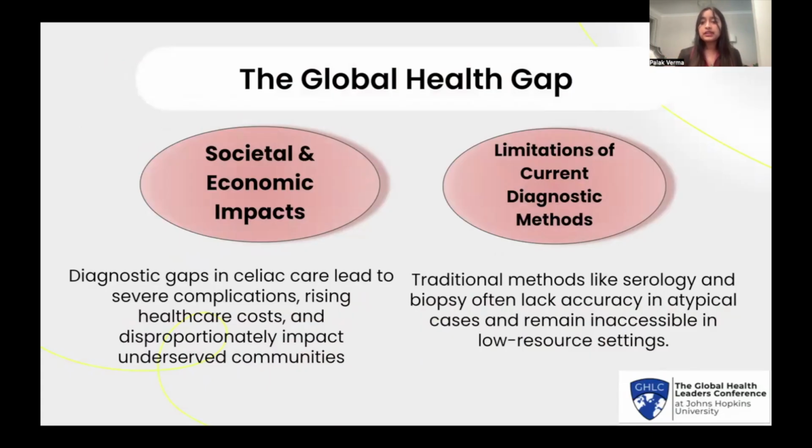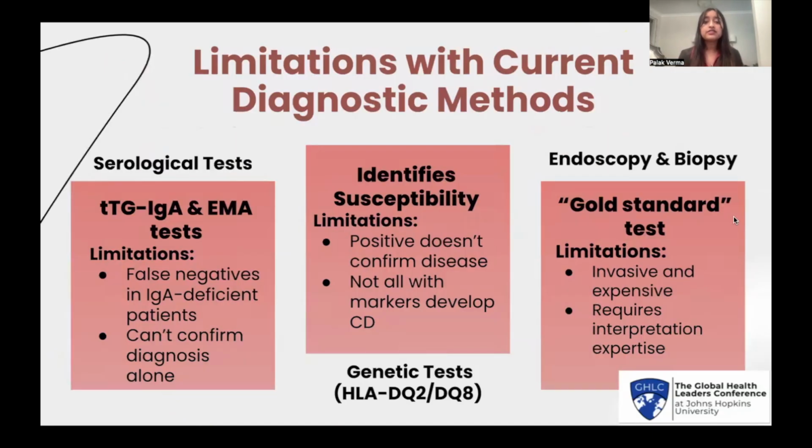And these are just some of the limitations with the current diagnostic methods. Blood tests can give false negatives, and genetic tests can show risk but not presence of the disease, so if people have the gene, it doesn't necessarily declare that they have the disease. And the gold standard tests, such as endoscopies and biopsies, are quite invasive and expensive, and can cause other long-term complications to a patient.